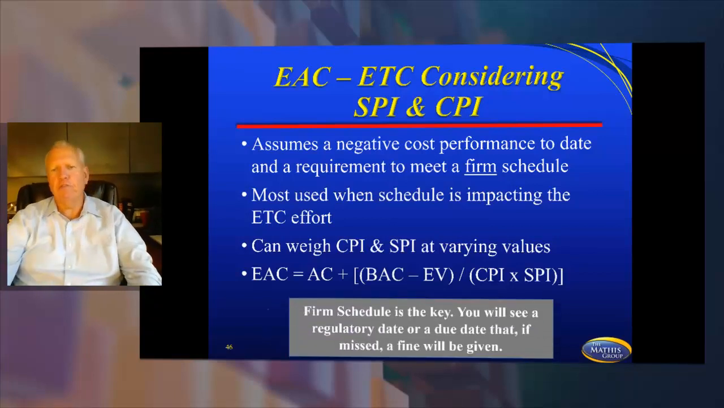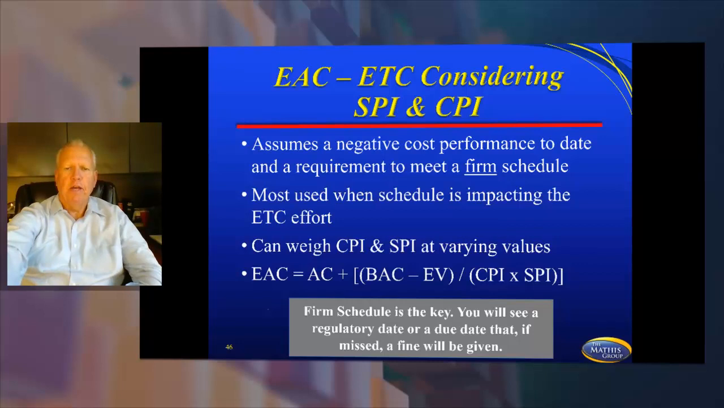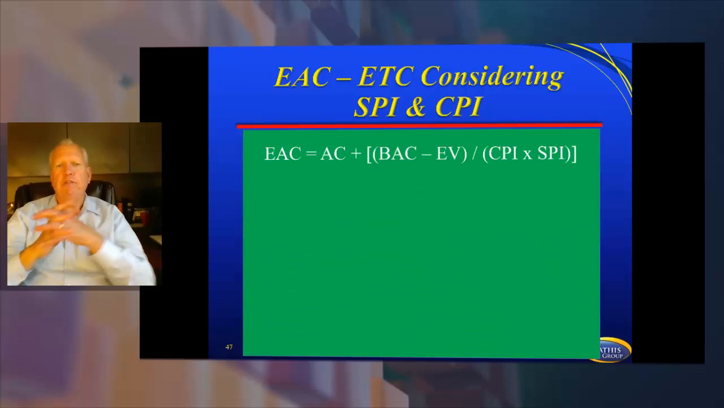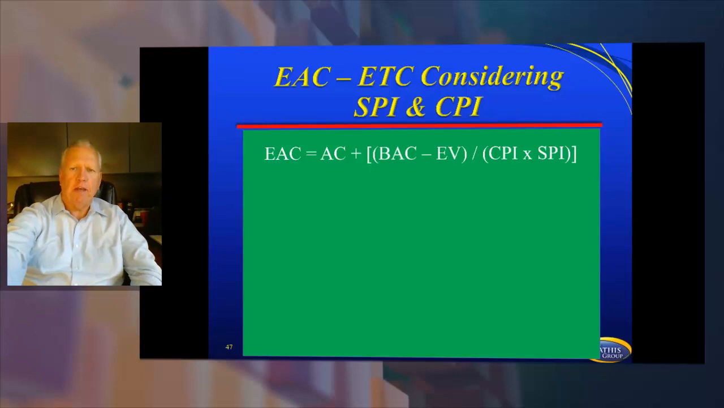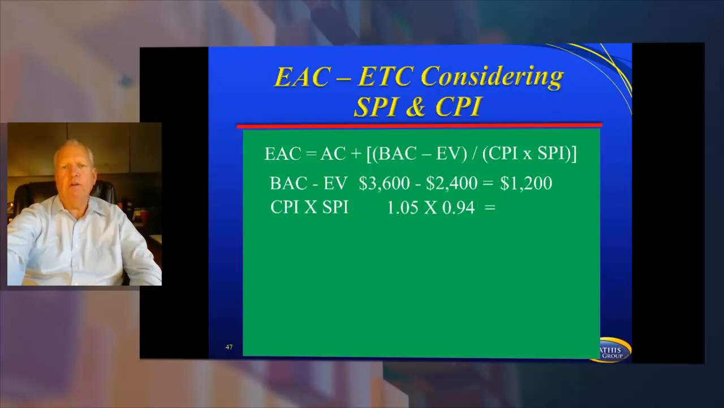All right, so firm schedule is the key. You're going to see a regulatory date or a due date that if missed, a fine or some type of compensation is going to have to be given because you missed that date. So let's take our first part of this: AC plus BAC minus earned value divided by CPI times SPI. All right, so let's get our numbers plugged in here. So BAC minus earned value, 3600 minus 2400 gave me 1200. Let's get my CPI times SPI, 1.05 times 0.94, that gave me 0.987. And then I can take my 1200 divided by the 0.987, that gave me 1215.